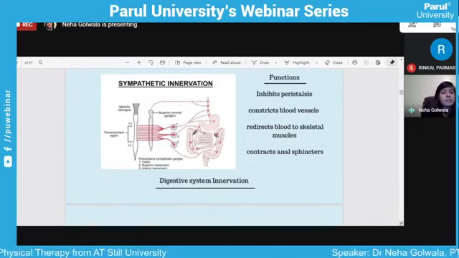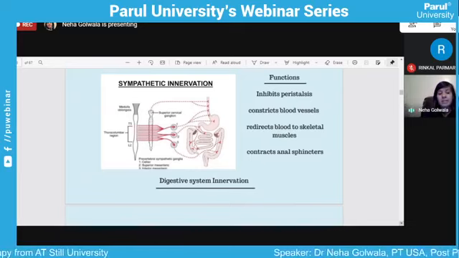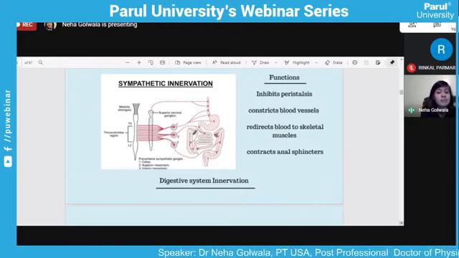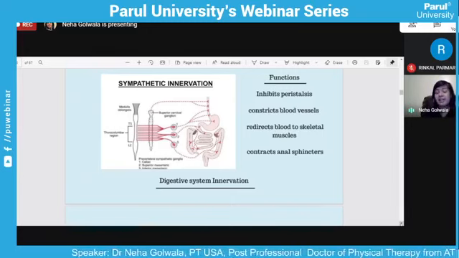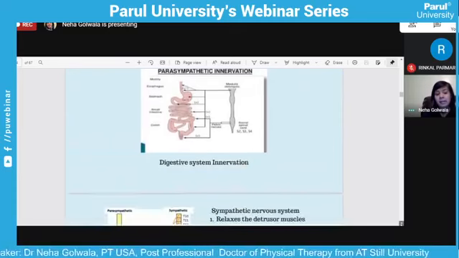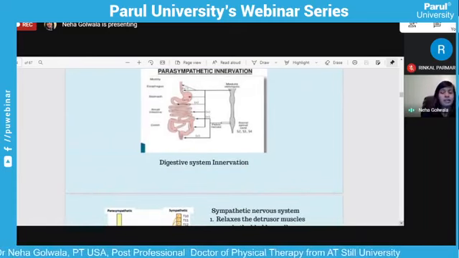The parasympathetic system and sympathetic system have to be in balance, because the sympathetic system inhibits, and the parasympathetic system helps to improve that. That's how the food can move, because if we have food just staying in the intestine, it can lead to constipation. And if it's moving too fast, it can lead to diarrhea. So we need a balance between those two systems. Here is the parasympathetic innervation, and it comes from S2, 3, and 4.